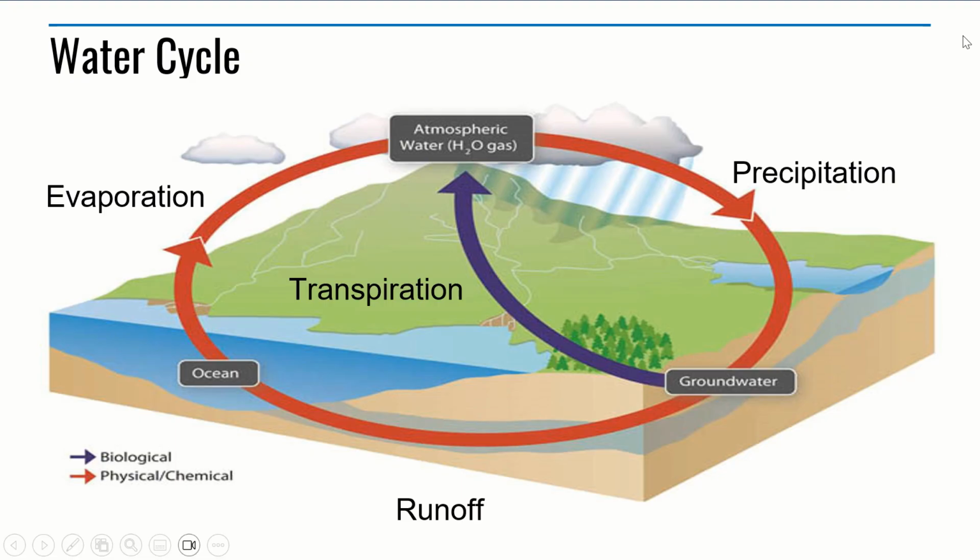So we're going to start and cover the water cycle and the carbon cycle in this first video, and then I'll do a separate video for the nitrogen cycle, phosphorus cycle, and a description of nutrient limitation, because those are usually the two main factors for that.